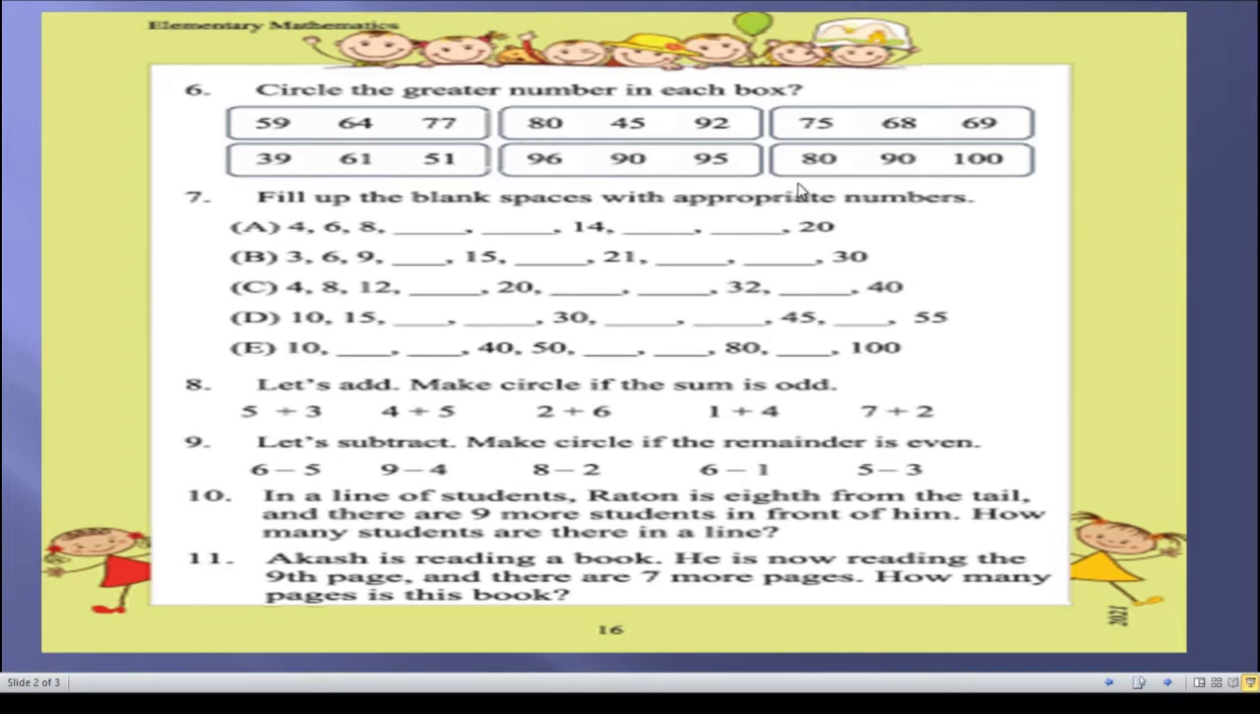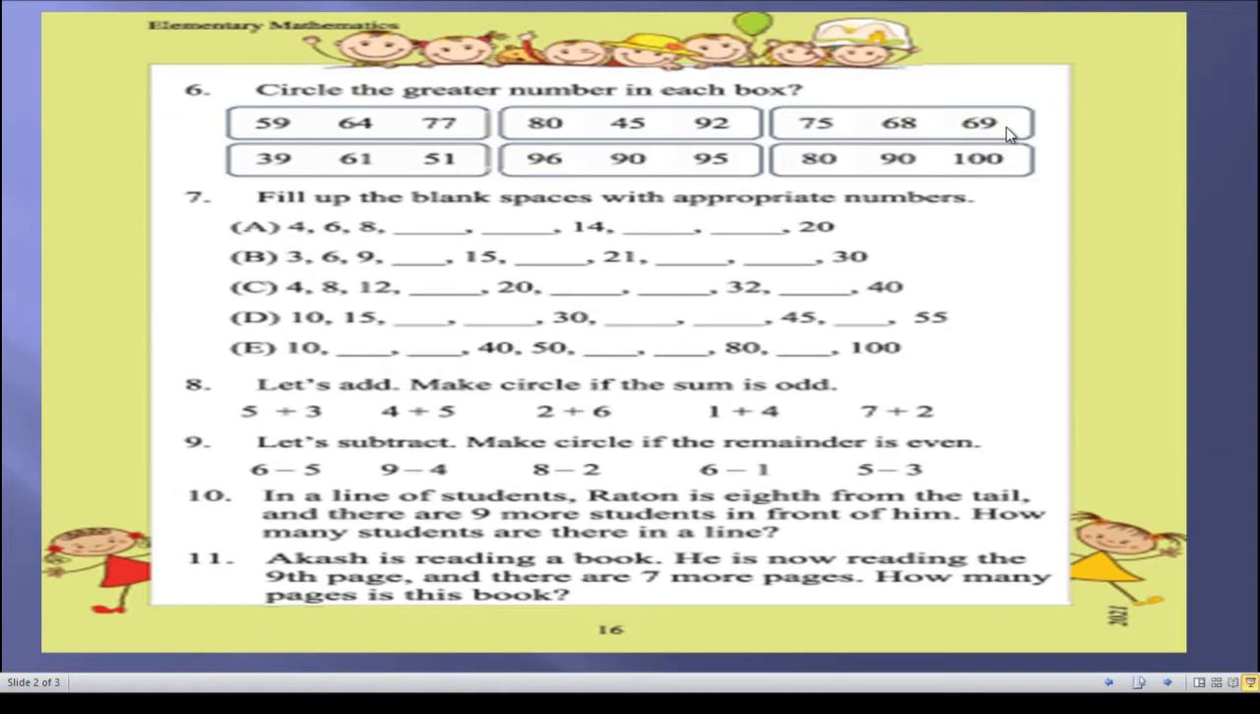In the next box, the numbers are 80, 90, and 100. Can you guess which is the greater number? Yes, the greater number is 100. So you should make a circle around this 100. Okay, I hope you all understand question number 6. Now we will try to solve question number 7.